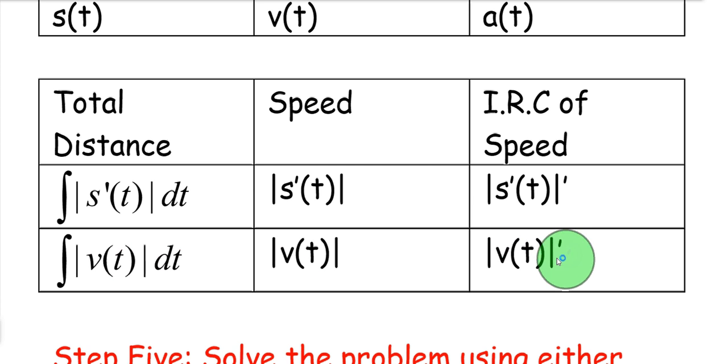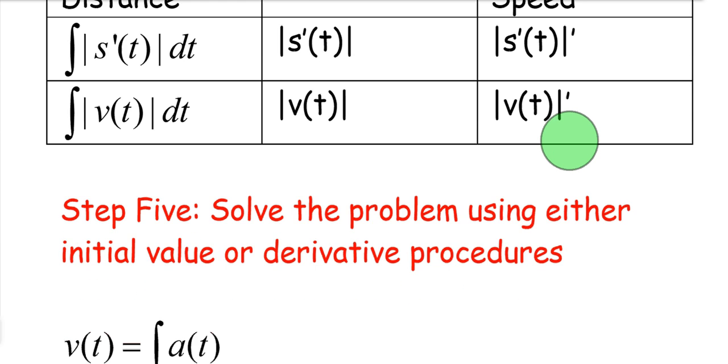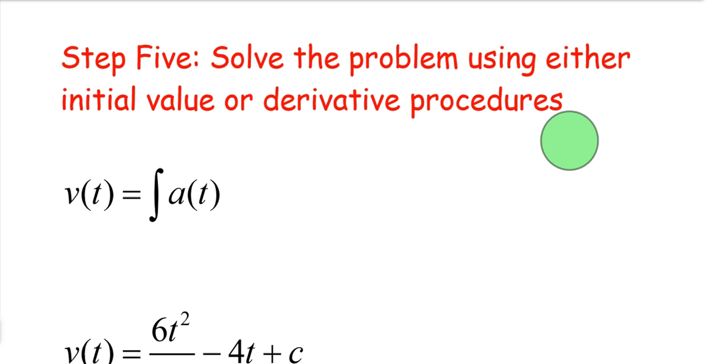So we have the prime up here, or d/dt of the absolute value of v of t, which will give us the instantaneous rate of change of speed, which again, I don't like to call acceleration, even though it's basically a type of acceleration. Just know that this is going to be different than if you just take the derivative of velocity, because it has the absolute value bars. So it's the instantaneous rate of change of speed. Solve the problem using either initial value or derivative procedures. In this case, we're doing a little bit of both.